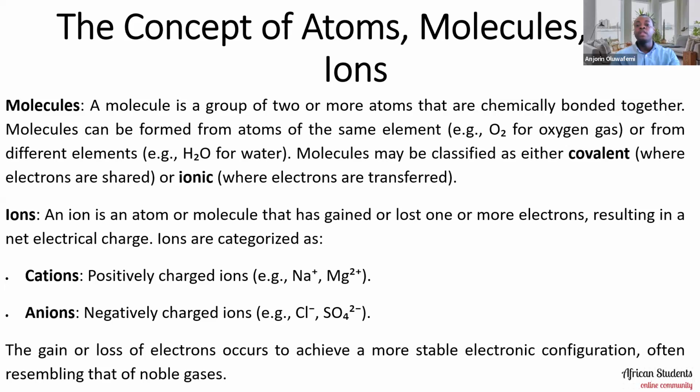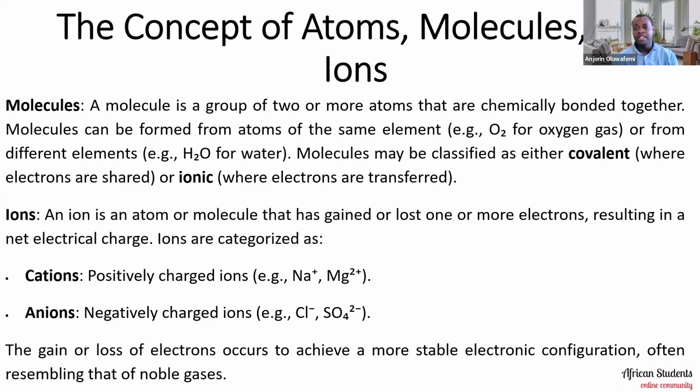Now, the gain or loss of electrons occurs to achieve a more stable electronic configuration, often resembling that of a noble gas. What happens most of the time with this loss or gain of electrons is that these atoms are trying to achieve the noble gas state because it's more stable. So you see them either losing or taking on electrons. I'll give you an example. Sodium will be very willing to give off its extra one electron that it has.